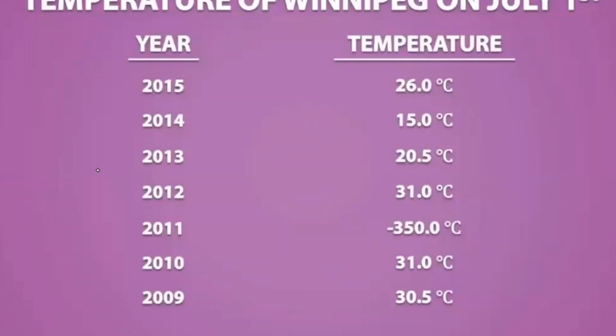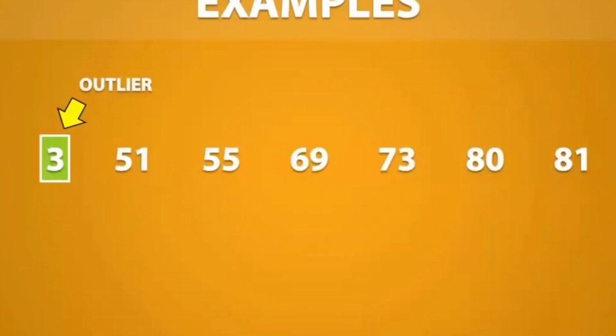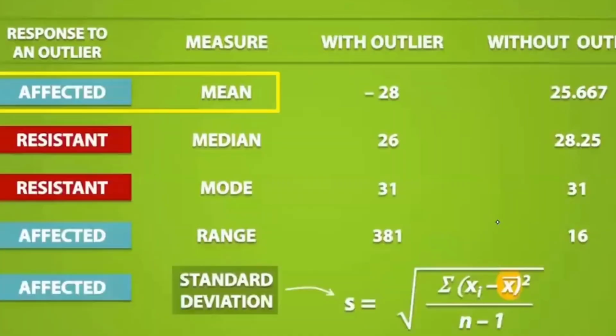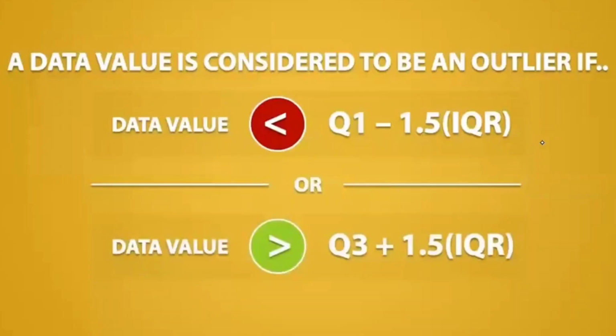You can identify the outliers by using the histogram or by using the box plot. How to identify using the box plot? The calculation: any value less than Q1 minus 1.5 times IQR is called an outlier, and any value greater than Q3 plus 1.5 times IQR is called an outlier. This is a right side outlier. This is a left side outlier.